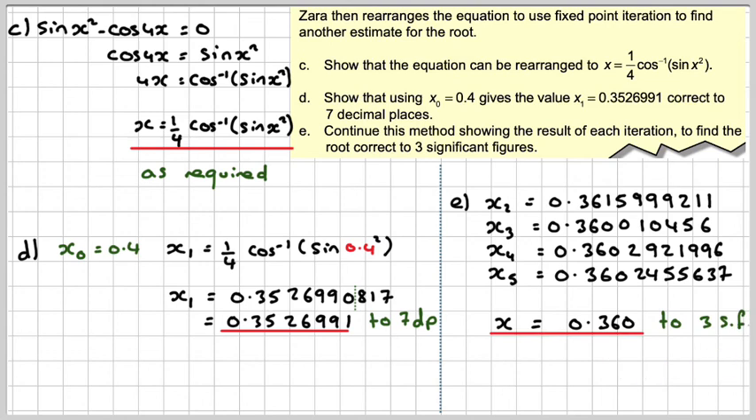0.360 to three significant figures. Okay, so it's been a video to show you how to use small angle approximations and how to use the change of sign method and how to use fixed point iteration. I hope you understood, and thank you very much for watching.